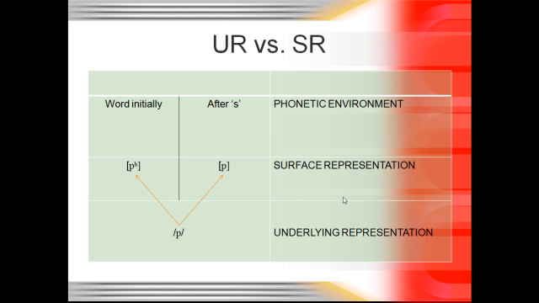I did it in this way. When we're talking about underlying representation, it means the phoneme. It refers to the phoneme. And then surface representation refers to the allophones. It's what we really produce in the real world.